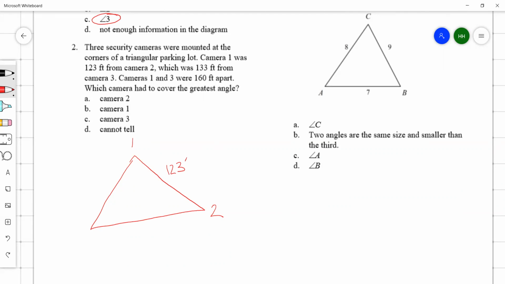We're going to label this third vertex camera 3. So camera 1 was 123 feet from camera 2, which was 133 feet from camera 3. So 2 and 3 are 133 feet apart. Cameras 1 and 3 were 160 feet apart. So 1 and 3, 160. Which camera has to cover the greatest angle? The greatest angle is going to be opposite the longest side. So here's your longest side. Camera 2 has to cover the greatest angle. So right there, camera 2.